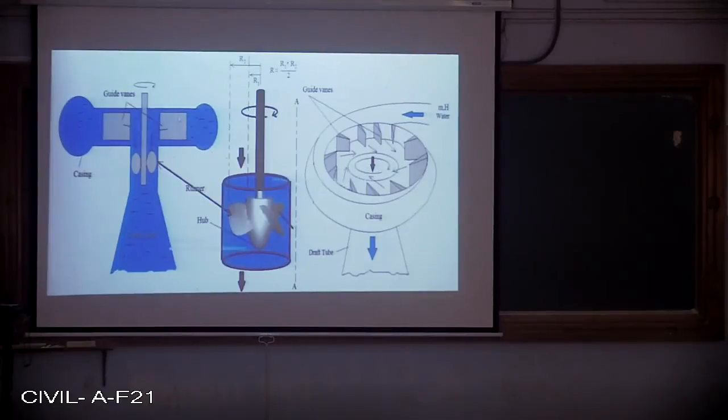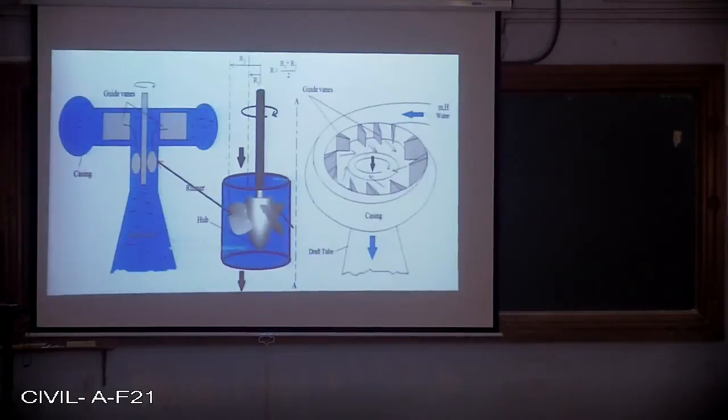This is how, when the water rushes through this runner, it starts rotating the runner in the corresponding direction. So the power is available over the shaft. This is how the hydraulic energy of water is converted into rotational power over the shaft. Now let's do some mathematical analysis of this Kaplan turbine.